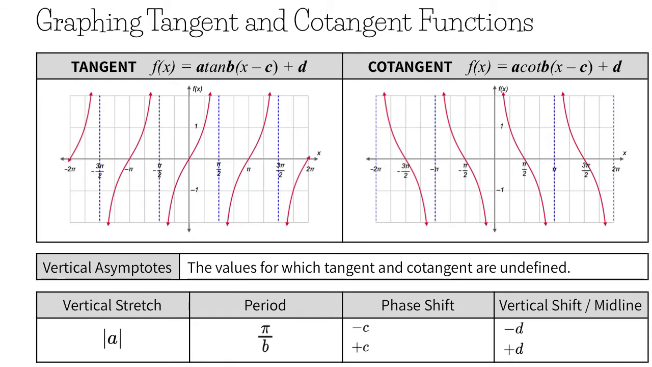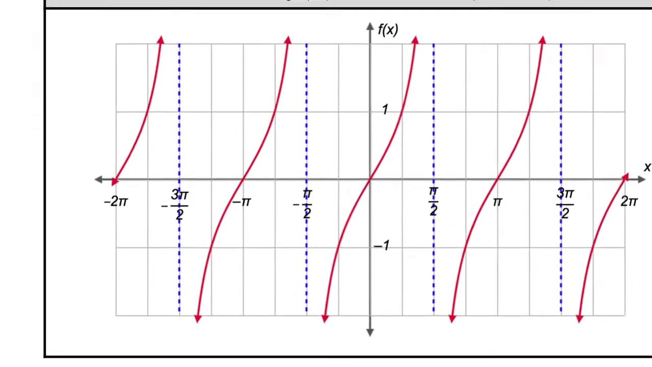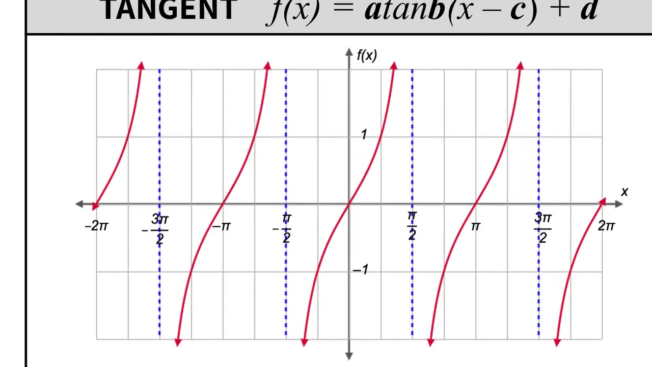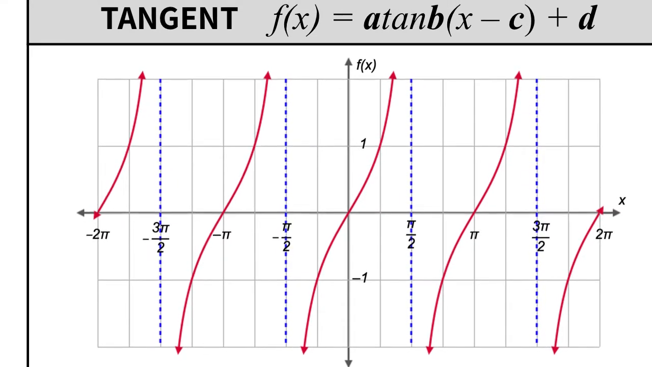So before we move on, let's take a closer look. This is our tangent function. Notice that this one has these blue dotted lines. These are vertical asymptotes. These are all the values for which tangent is undefined.